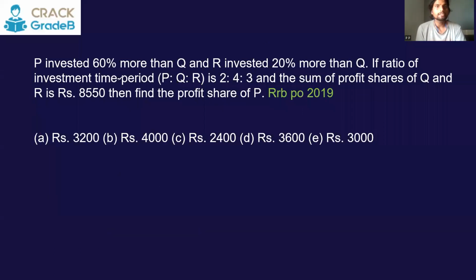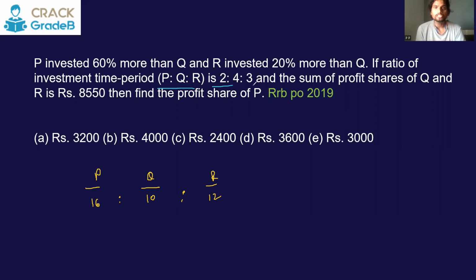P invested 60% more than Q and R invested 20% more than Q. So if I say Q invested 10 rupees, there is P and there is R. P invested 60% more means 16. And R invested 20% more means 12. So they are investing as if 16 rupees, 10 rupees, 12 rupees.